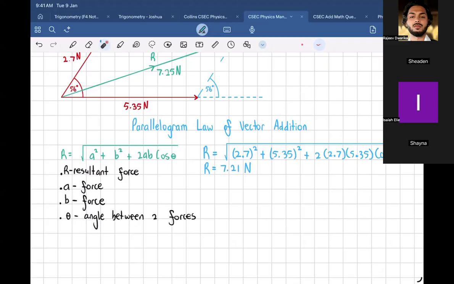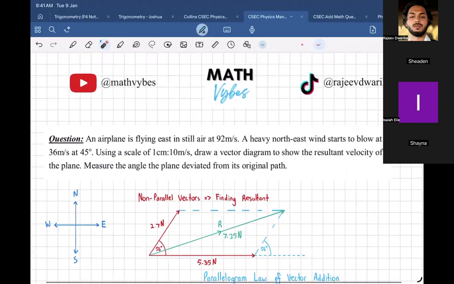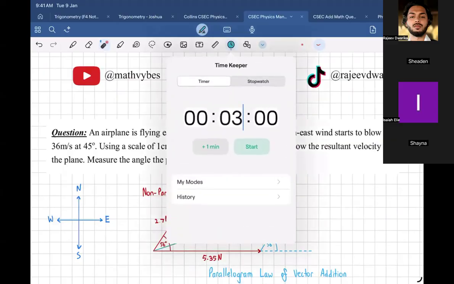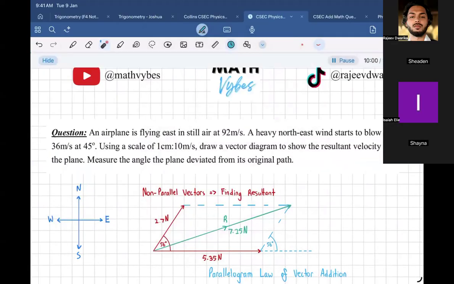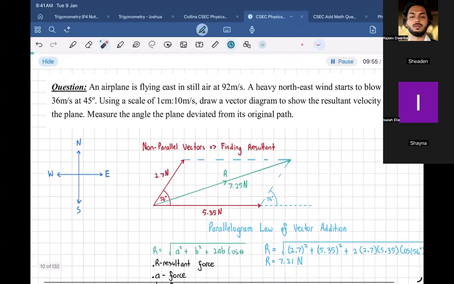Right, so does everybody have it copied down? Yes, sir. Isaiah, did you copy down the parallelogram law of vector addition? Yeah, okay, cool. So 10 minutes on the clock. I'd like you all to try the question. I'm giving you so much time because you have to draw the diagram, you have to measure, and plus you're using the formula as well. So 10 minutes.